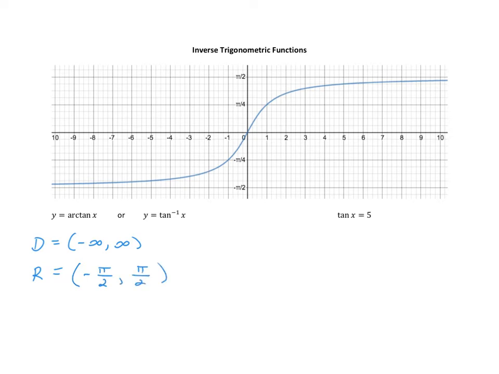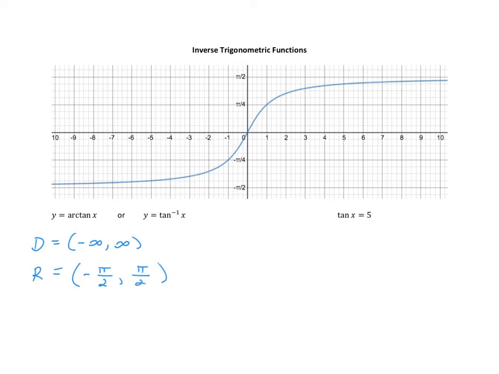Now, why would you need an equation or a function like this? So here I have a very simple equation. Tangent of x is equal to 5. What is the solution to this equation? How can you figure it out? It's either the case that you just happen to know the answer, or you have to use a function like this to solve for x.